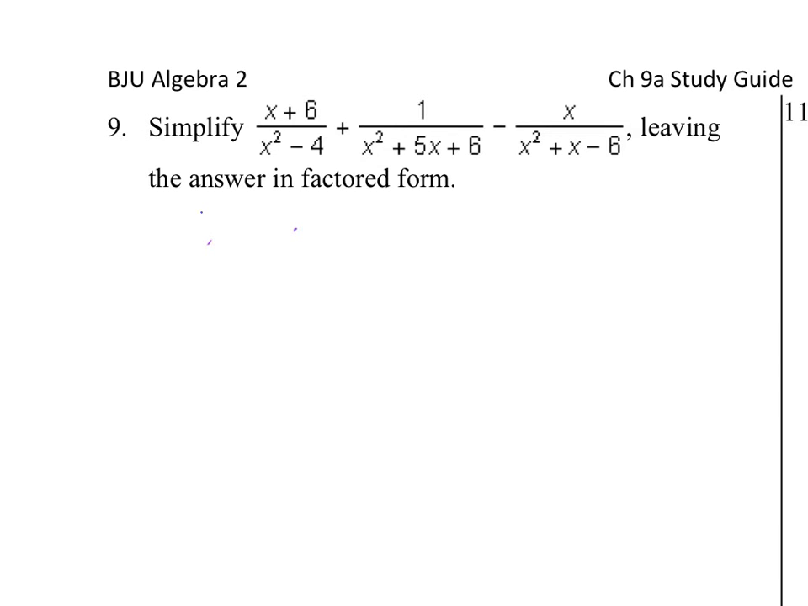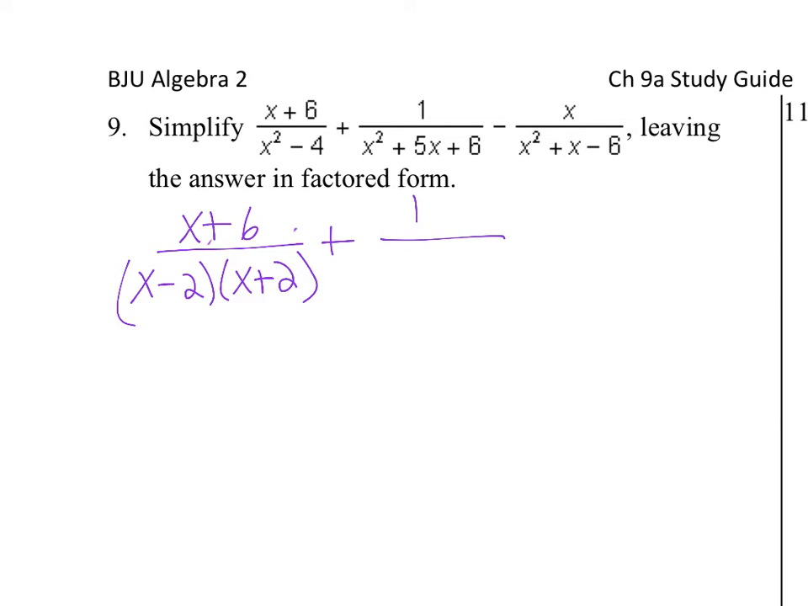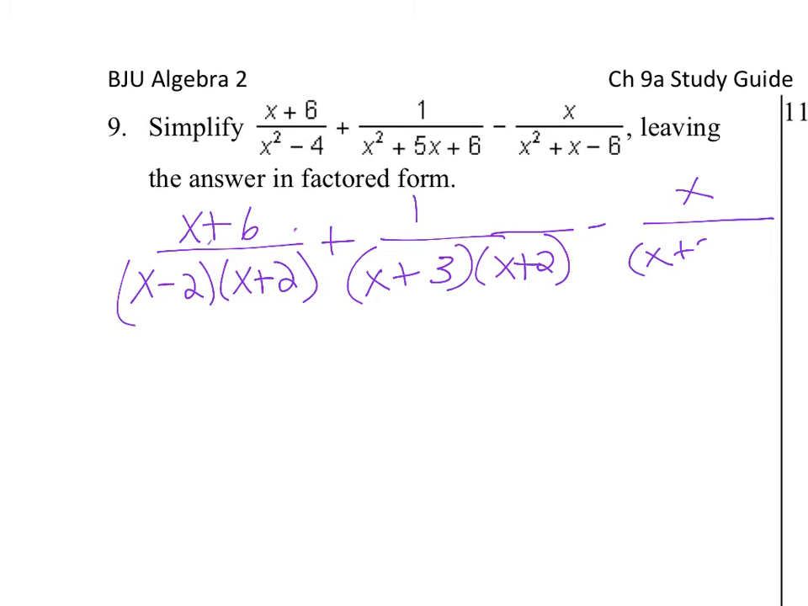Okay, so I have x plus 6 over x minus 2, x plus 2, plus 1 over x plus 3, x plus 2, factors of 2 that add to 5, minus x over factors of 6 that subtract to 1 are also 3 and 2. Plus 3, because this is a plus and 3 is the larger, x minus 2.